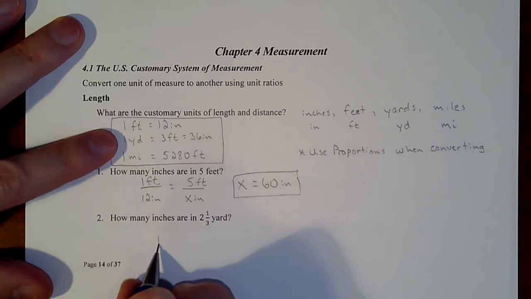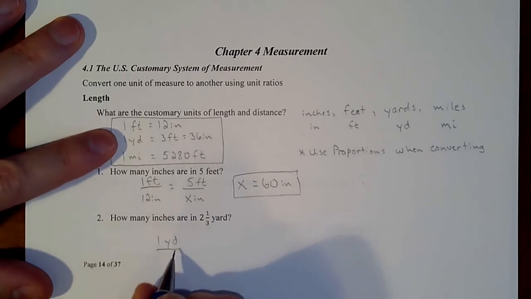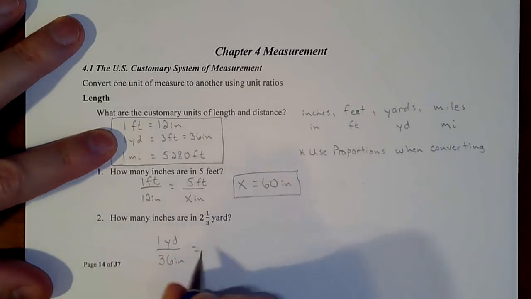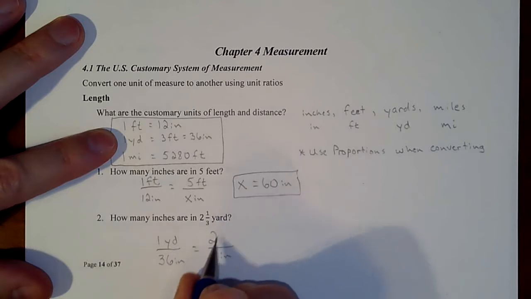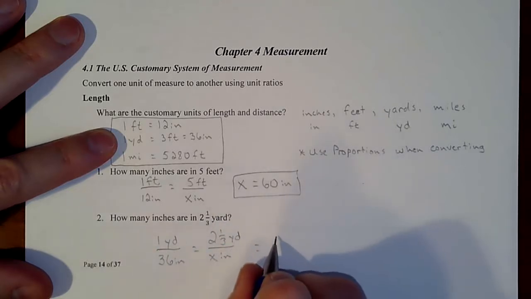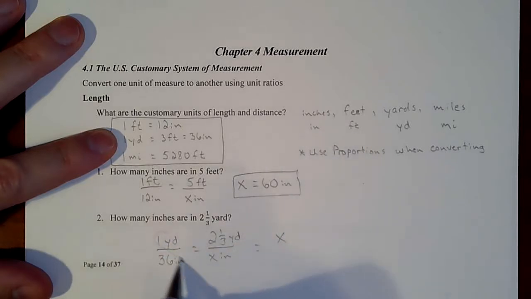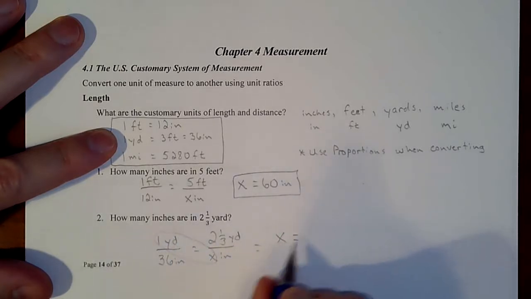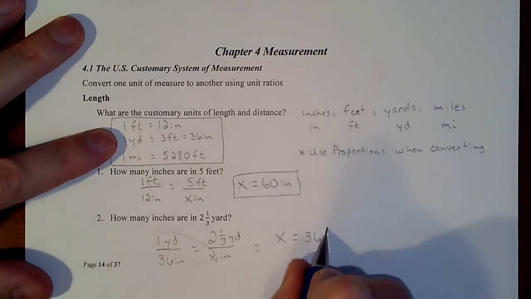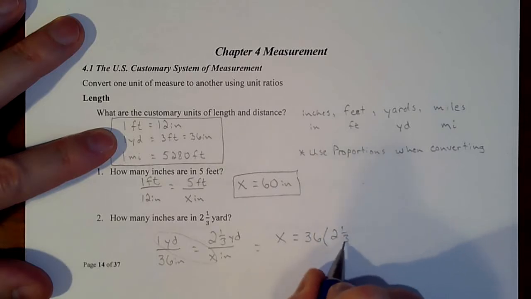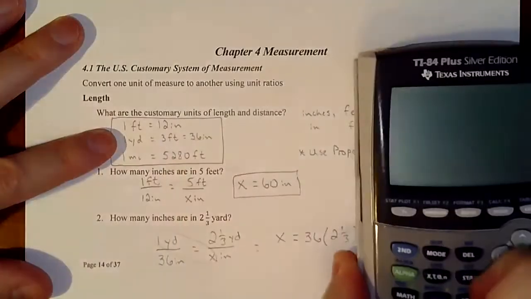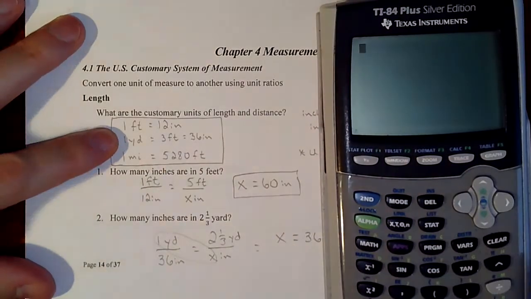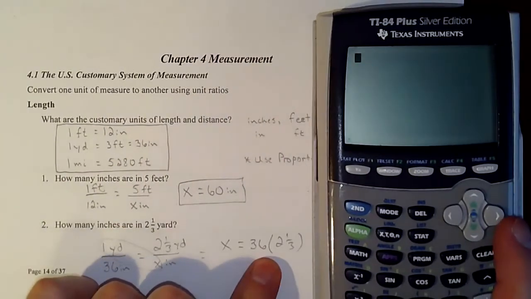So we have 1 yard to 36 inches equals 2 1/3 yards to X inches. If we cross multiply, 1 times X equals 36 times 2 1/3. If you're using a calculator, the good news is your calculator can handle 36 times 2 1/3.